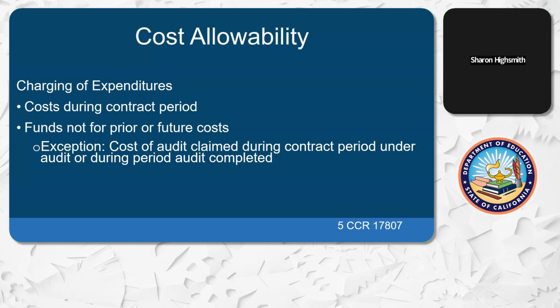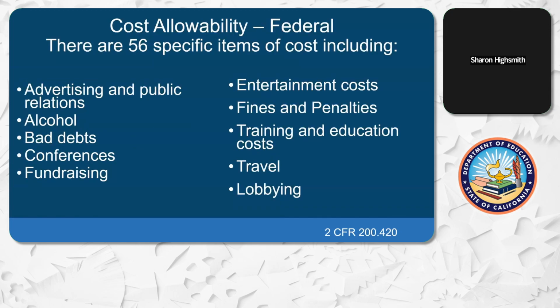Next, now let's look at federal requirements. The federal regulations identify 56 types of cost, and some of these costs overlap with the state regulations. However, it explains in further detail the cost. Some of the costs are allowable with special conditions, allowable with prior approval, or unallowable.